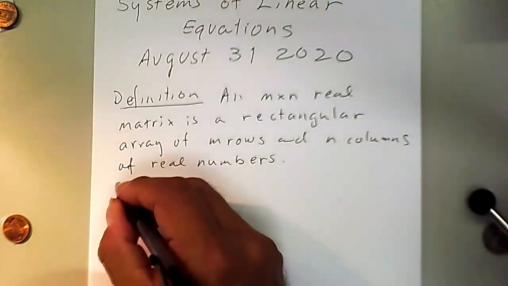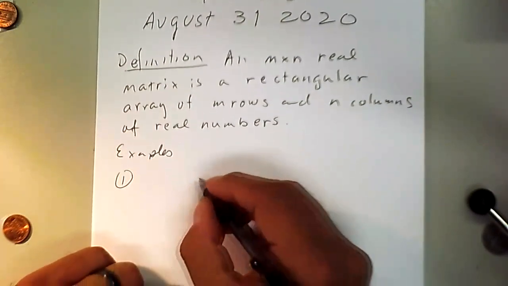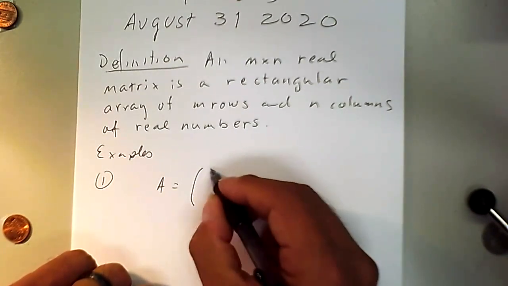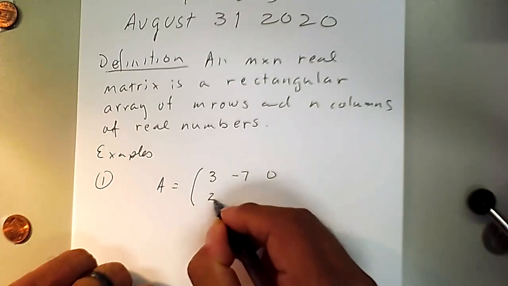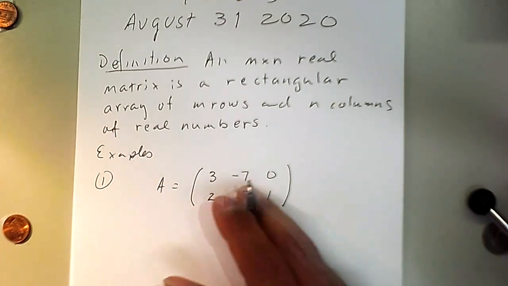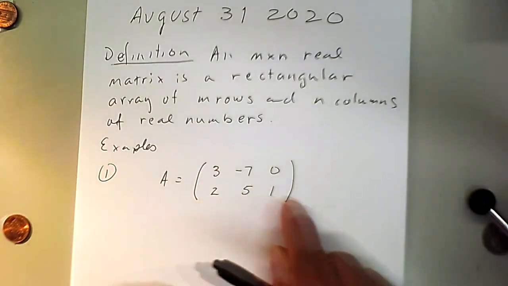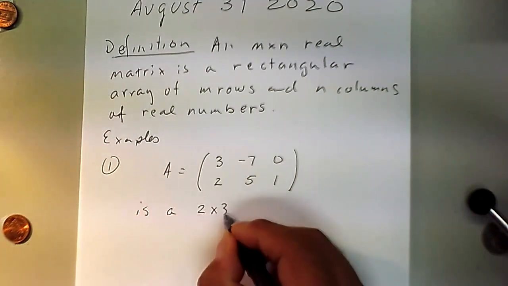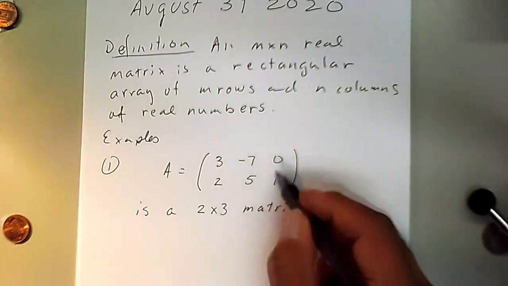So let's look at some examples. A could represent a matrix, and we can have it as 3, -7, 0, 2, 5, and 1. We don't put commas, we just put spaces so it is clear which one is which. So this is a 2 by 3 matrix because it has 2 rows and 3 columns.